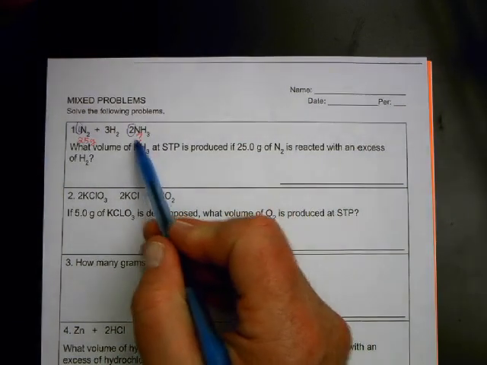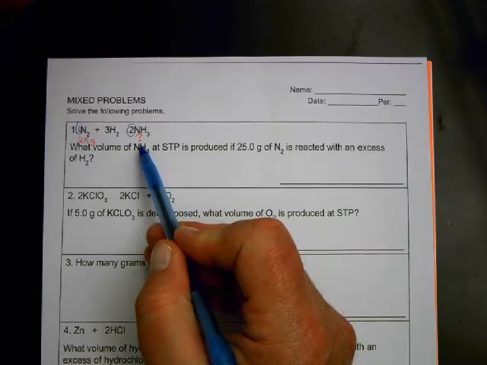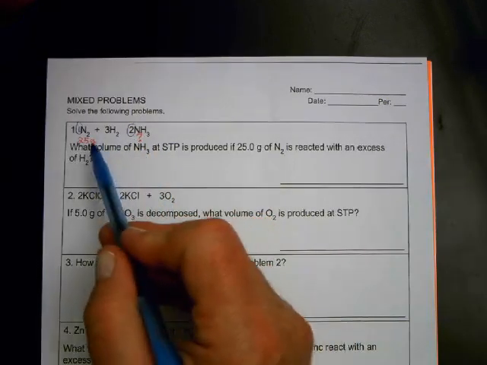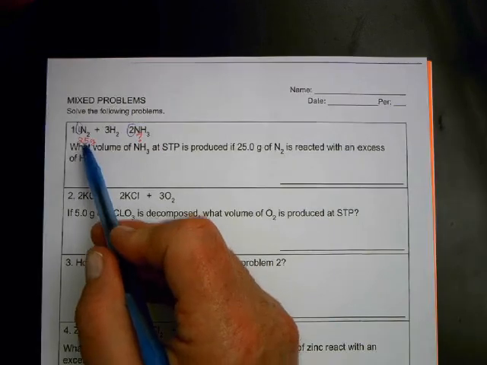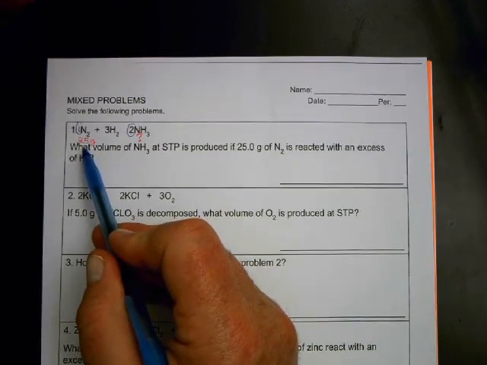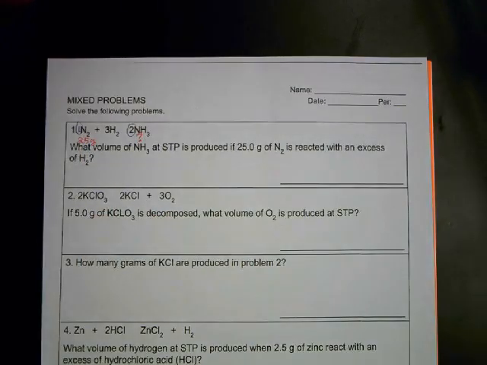It's going to be the number in front of what I want to find out, what I don't know, the 2, divided by the number in front of what I already know, in this case, the nitrogen. And if you're like, well, there's no number there, well, that's all right. It's always a 1 if there is no number there.